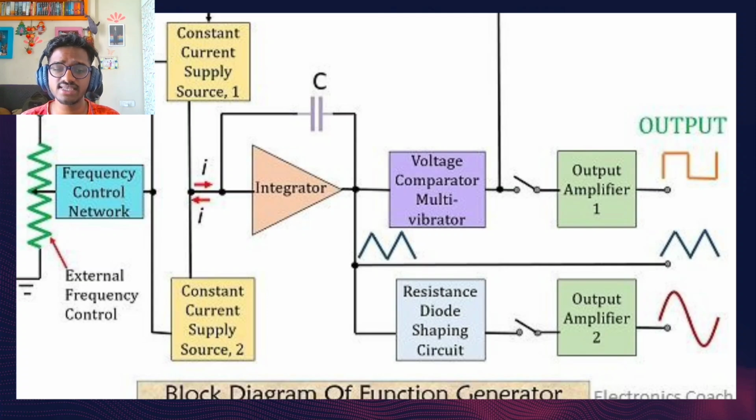A square wave signal is obtained at the output of the comparator. The resistance diode network employed in the circuit changes the slope of the triangular wave with distortion less than 1%. The output amplifier thus helps to provide two waves at the output simultaneously. This captured signal can be displayed by using an oscilloscope.